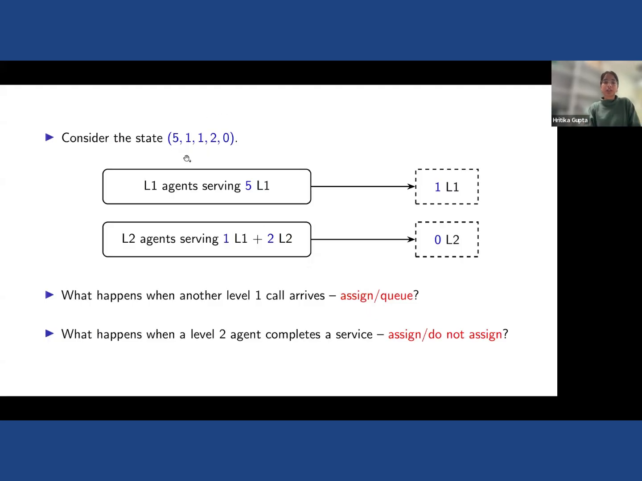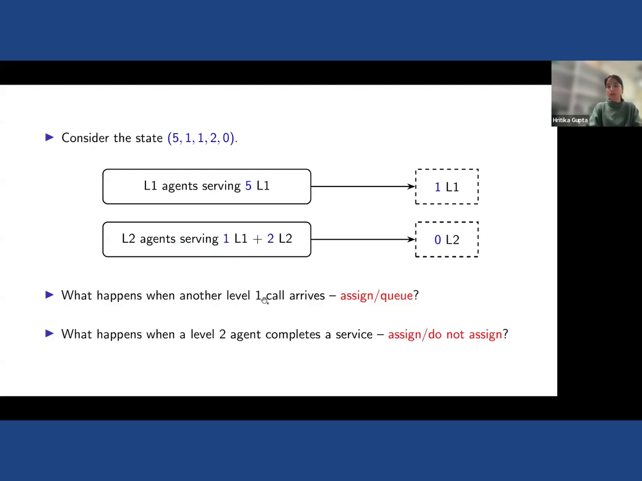We consider the state 5 1 1 2 0. That means there are 5 level 1 agents serving 5 level 1 calls. So all level 1 agents are busy. There's one customer waiting in the queue. Out of 5 level 2 agents, 3 are busy, 1 with level 1, 2 with level 2, and there are no customers at level 2 that are waiting.